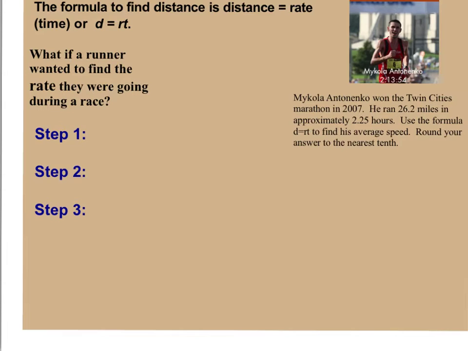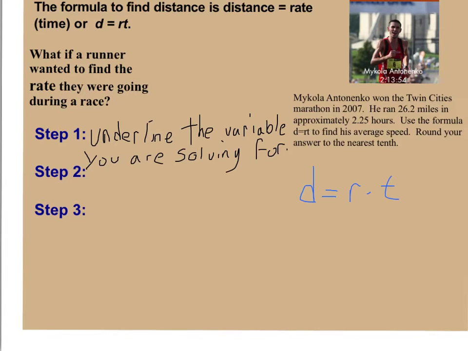All right, so what we want to do here is I'm going to write down steps. I want you to write these in your notes. Steps for solving these equations. Okay, step one is underline the variable that you are solving for. So we want to solve for rate. We want rate by itself. So what I'm going to do is underline rate.